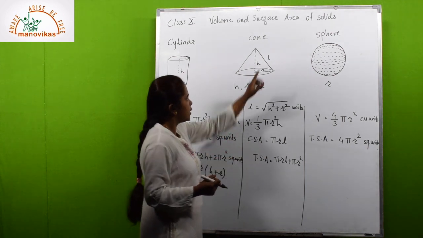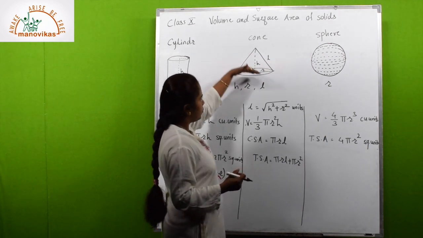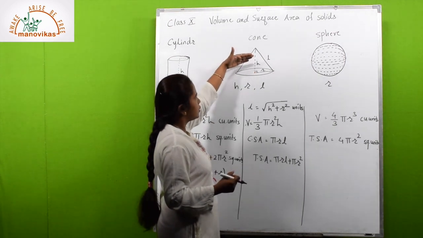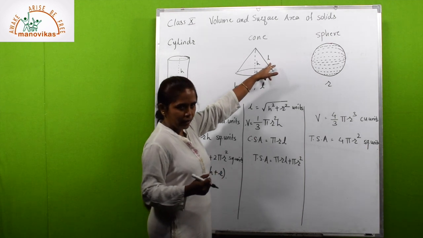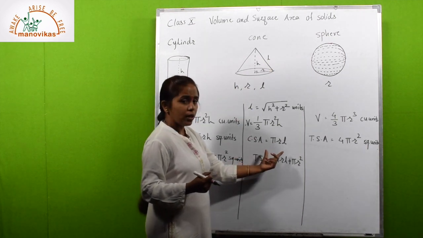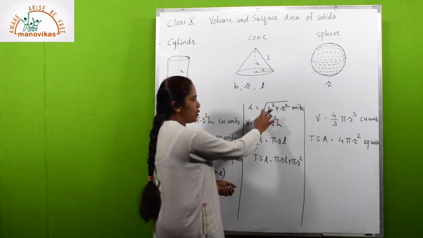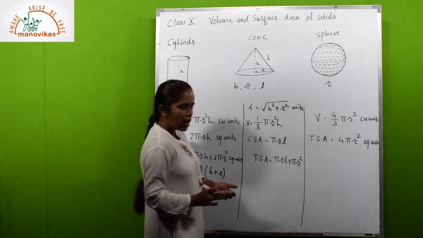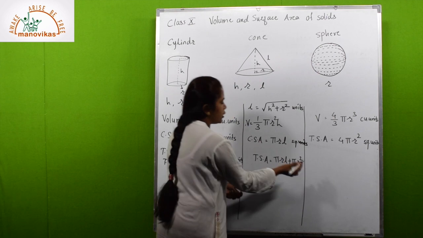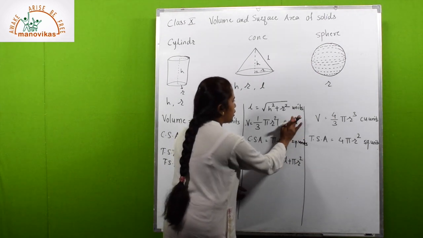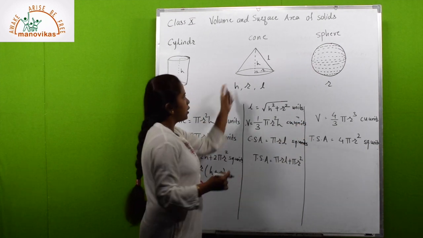Then curved surface area, this upper part, base is the circular one, and curved surface area is related to the L, that is slant height. So curved surface area formula is pi r L. L is the slant height. L value you can substitute as a square root of h square plus r square. This is again in square units. Unit for this is square unit. Volume is cubic units.